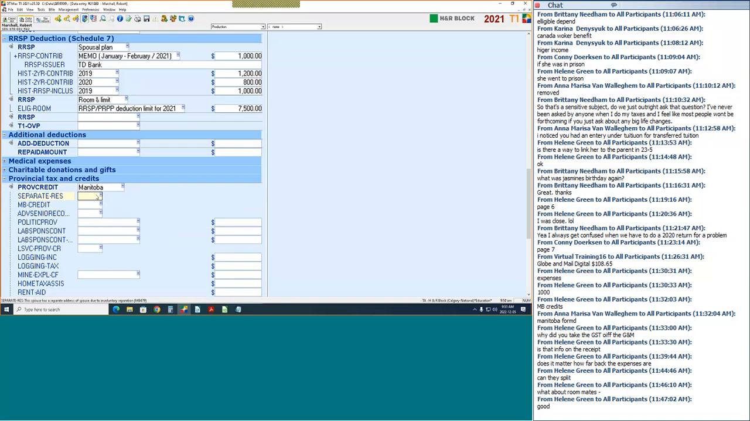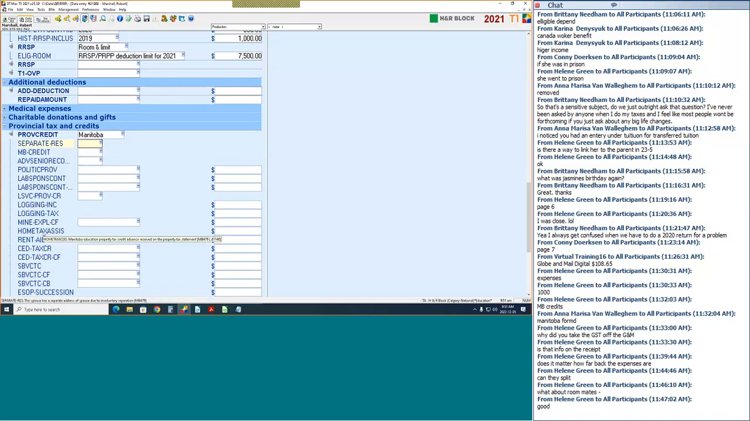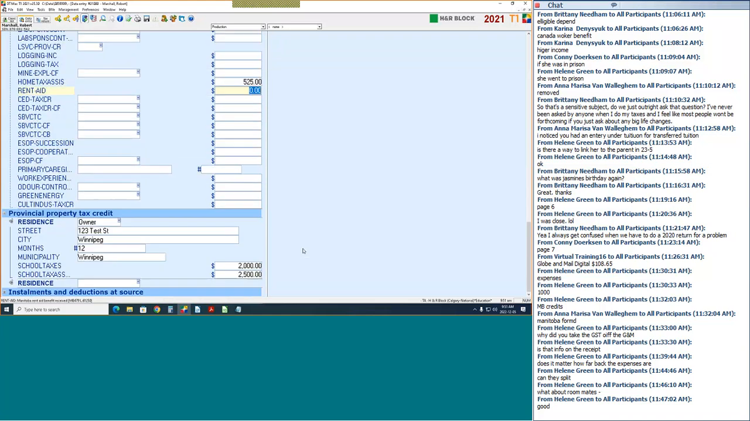So in the provincial section, I'm going to go to Manitoba, and you're going to notice we have home tax assist. So if I put home tax assist in, I'm going to say $525 is what they got. That's going to give them credit for the fact they already had it. Now you might be asking me, what's the point of putting in the property tax statement if they already got the credit?